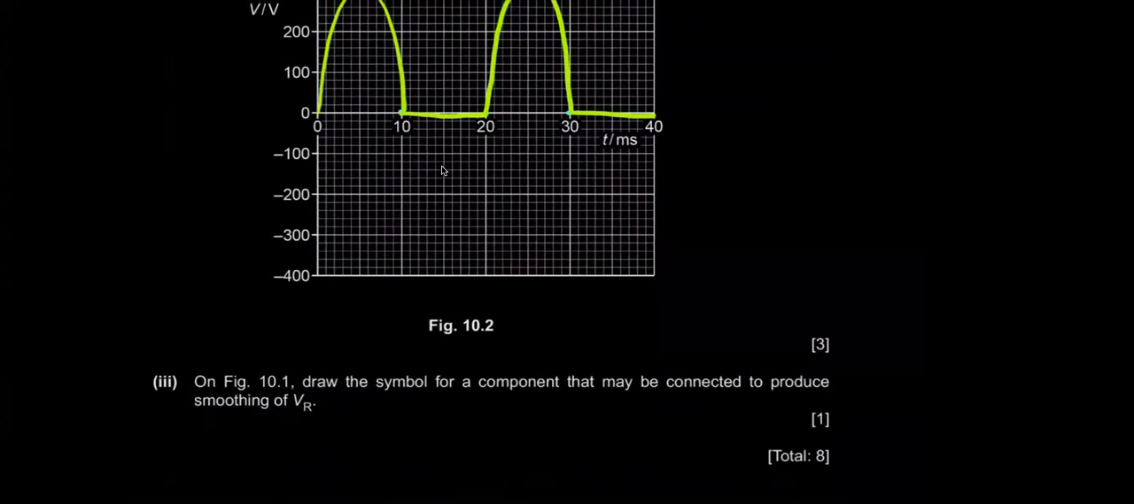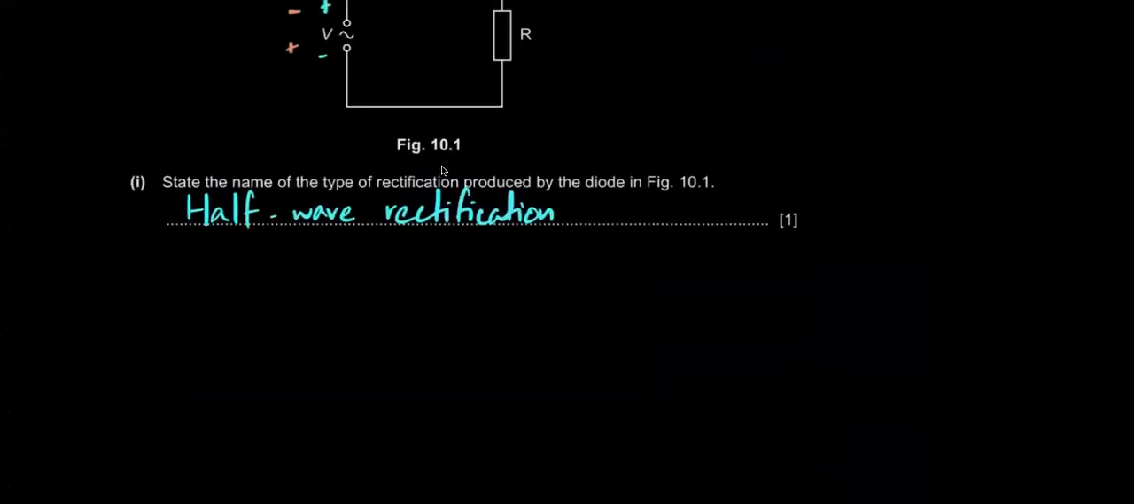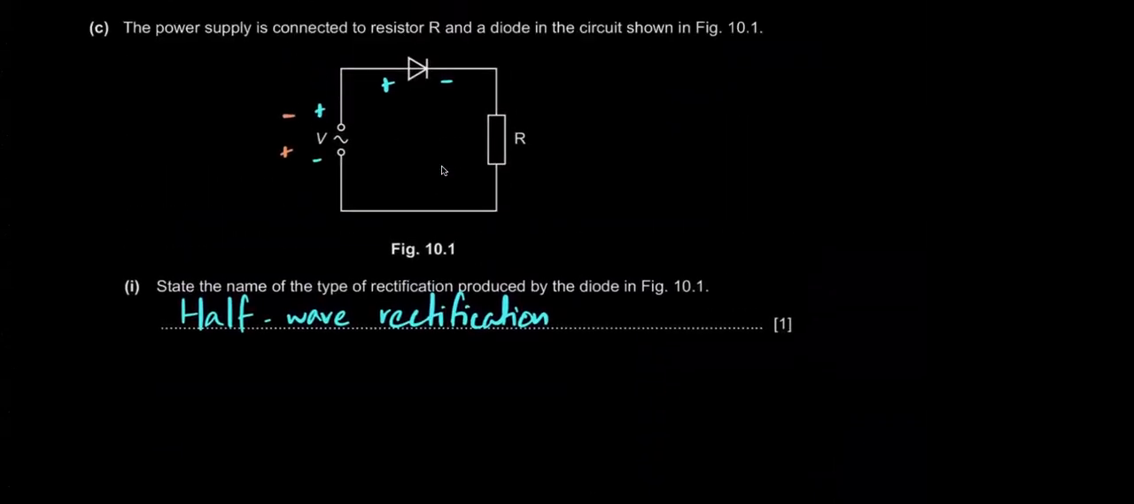On figure 10.1, draw the symbol for a component that may be connected to produce smoothing of VR. So for smoothing, we know that we use a capacitor, and the capacitor is always connected in parallel for smoothing, right? So this is how your capacitor is going to be connected.